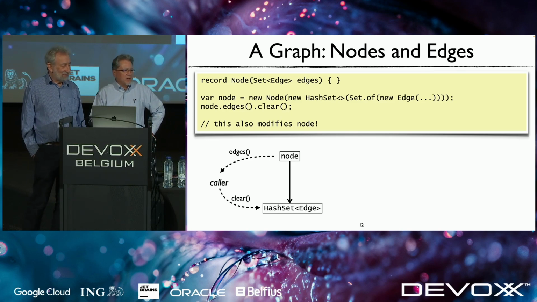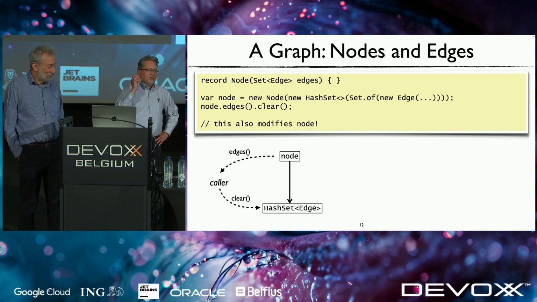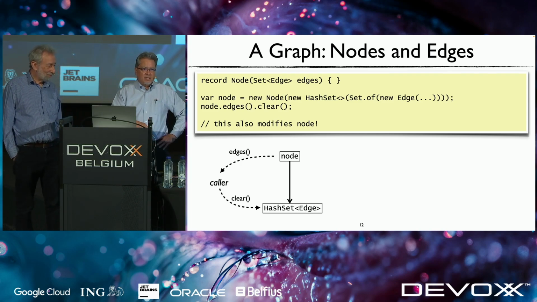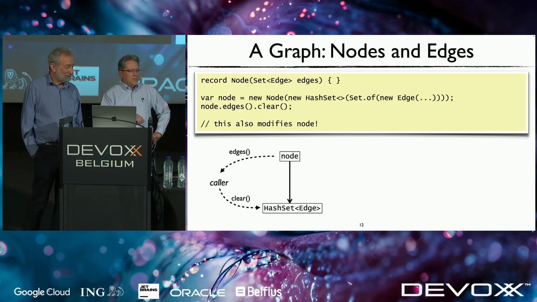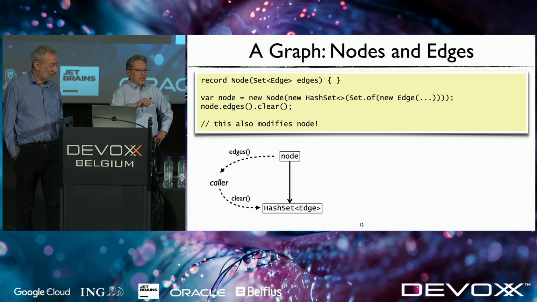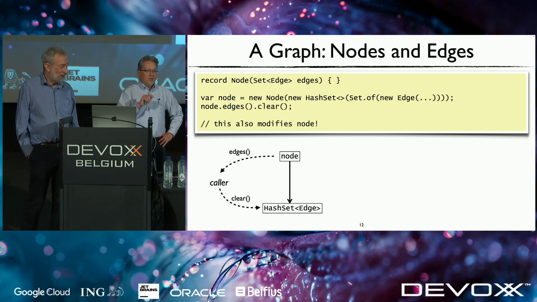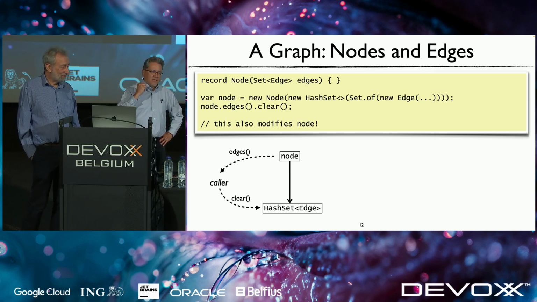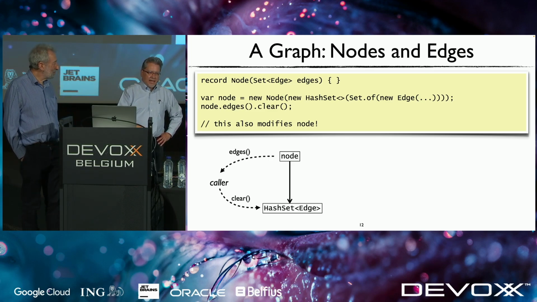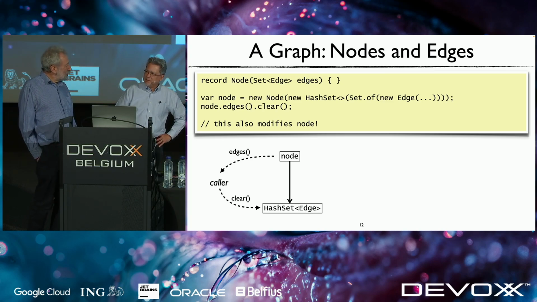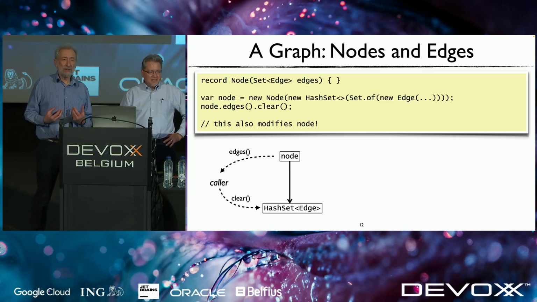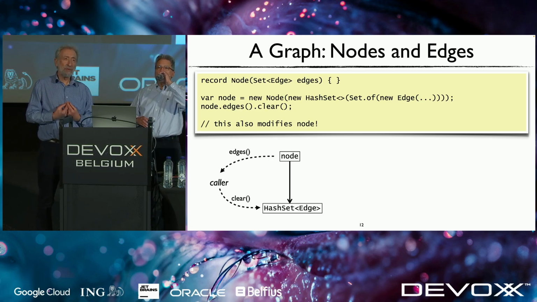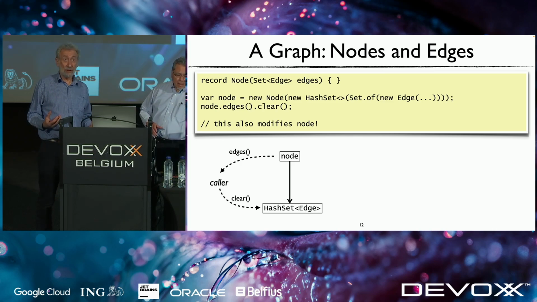So let's move on to the next problem. So we have, again, some sample code. This code creates a new node and then just provides a new hash set to it as its argument. But then it calls the accessor method, or the getter method. So it calls node.edges.clear. So it gets the set of edges out there and then it modifies it again. Okay, well, the idea is that a node should have control over its own data. An object should have control over its own data.